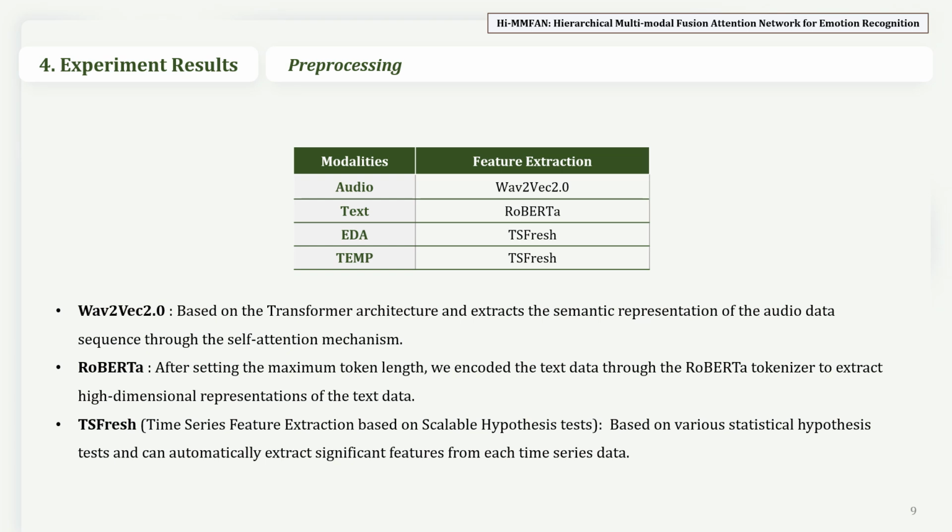Wav2vec 2.0 is based on the transformer architecture and extracts the representation of the audio data sequence through the self-attention mechanism. For RoBERTa, after setting the maximum token length, we encoded the text data through the RoBERTa tokenizer to extract high-dimensional representations of the text data. TSFresh is based on various statistical hypothesis tests and can automatically extract significant features from each time series data.